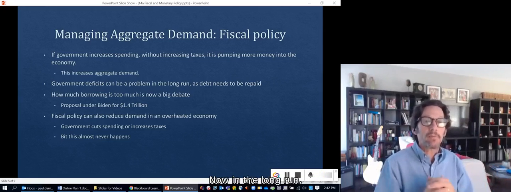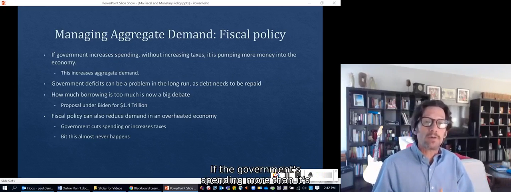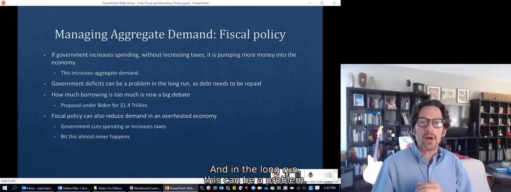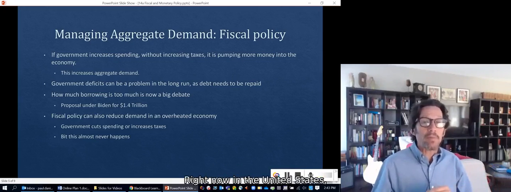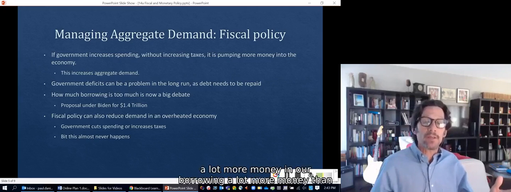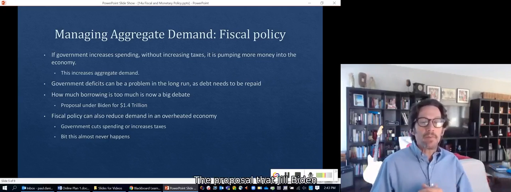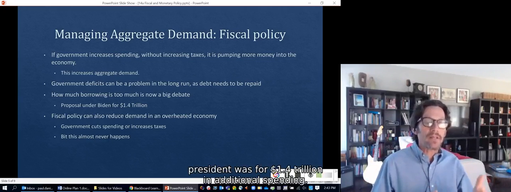And that means more money to chase after goods and labor, so prices tend to recover, people get put back to work. Now, in the long run, you can't run massive government deficits forever, because in the long run, when the government borrows money, right, if the government's spending more than it's taking in, it's borrowing money. It does that through issuing bonds. And in the long run, this can be a problem. Right now, in the United States, there's actually a pretty big debate among the economists, because we've borrowed a lot more money and are borrowing a lot more money than the historic collective wisdom of the economists would have said is viable. The proposal that Joe Biden had sort of on the table as he became president was for $1.4 trillion in additional spending.